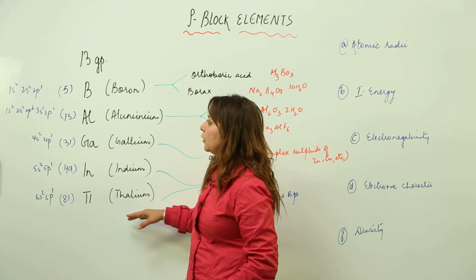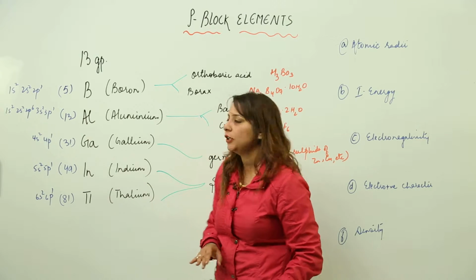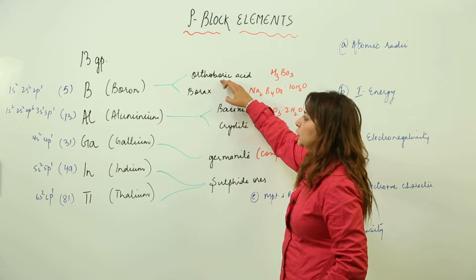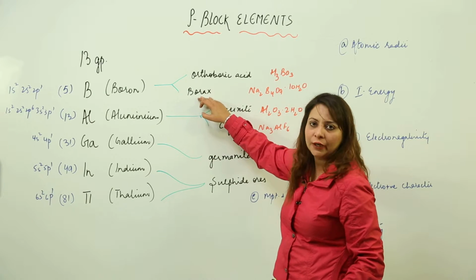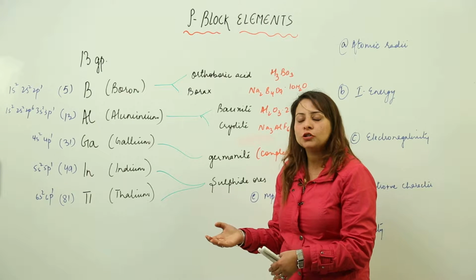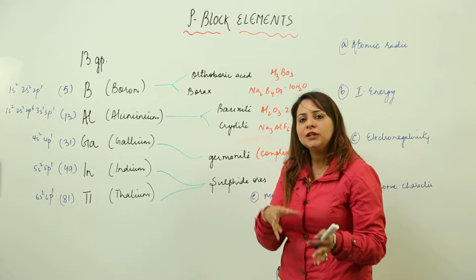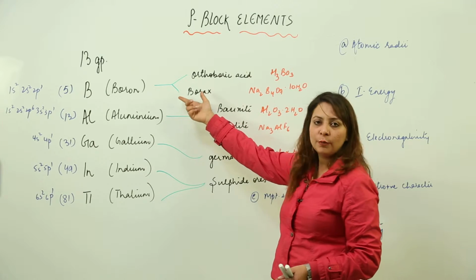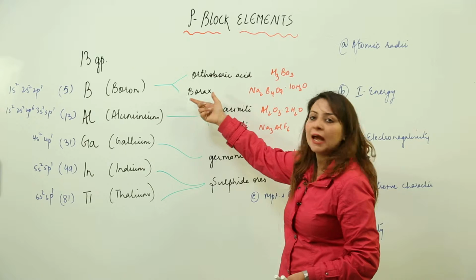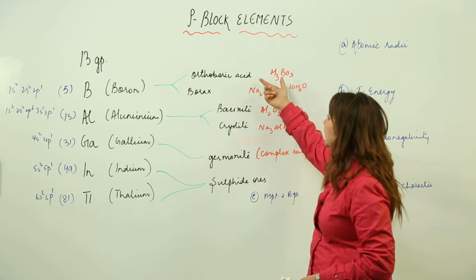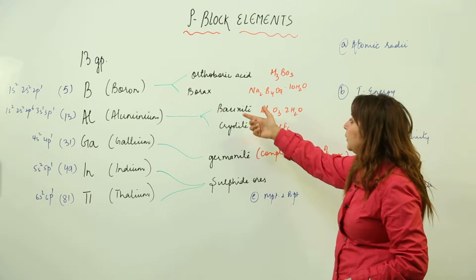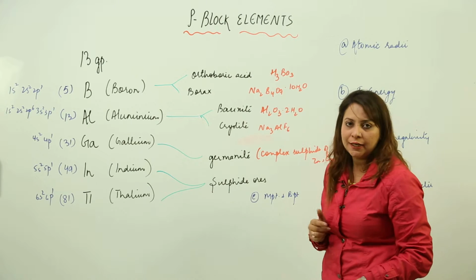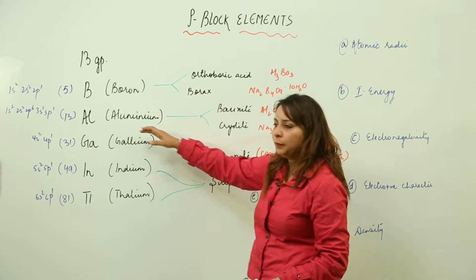If we talk about how they occur in nature, boron occurs in the form of orthoboric acid or as borax. Though it has many more forms also, you just need to make yourself familiar with 2 or 3 important forms. So the basic forms of boron are orthoboric acid and borax. Orthoboric acid is H3BO3 and borax is Na2B4O7.10H2O.